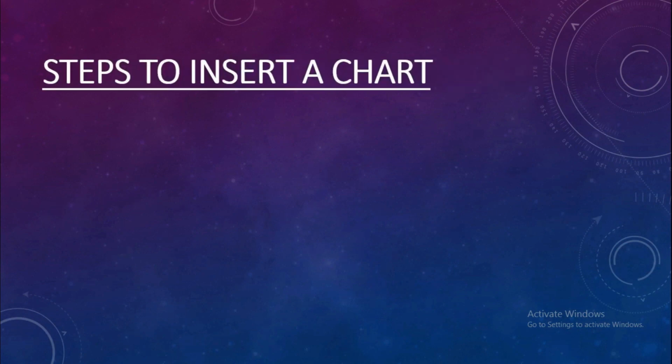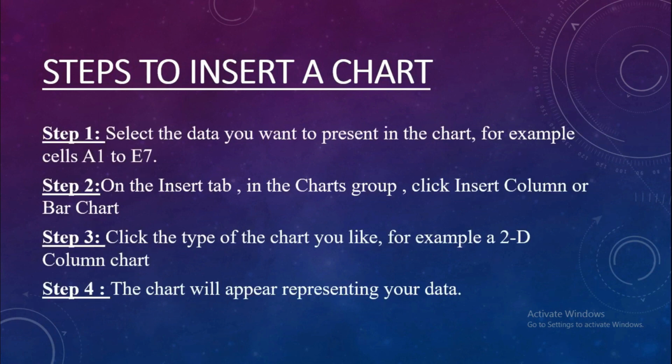Steps to insert a chart or a graph in Microsoft Excel. Step number 1, select the data that you want to present in the chart. For example, cells A1 to E7. Step 2, on the Insert tab in the Charts group, click Insert column or bar chart. Now step number 3, click the type of the chart you like. For example, a 2D column chart. Step 4, the chart will appear presenting your data. So these are the steps to insert a chart or a graph.